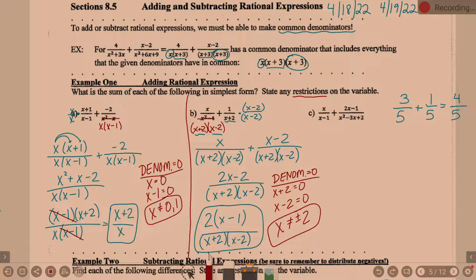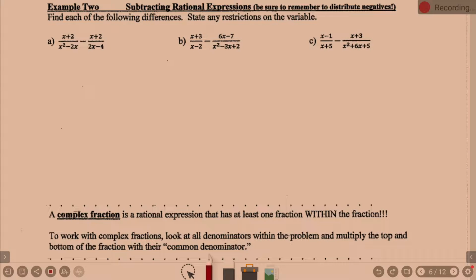So let's go ahead down to the next part. I want to try and get A and B here. We'll see what happens. Example 2 is find each of the following differences, and again, state restrictions on the variable. We're still doing the exact same thing, guys. One small different step in the middle as we subtract. Other than that, it's the exact same stuff. In order to subtract fractions, again, you need a common denominator. In order to find a common denominator in this situation, we need to think about factoring.